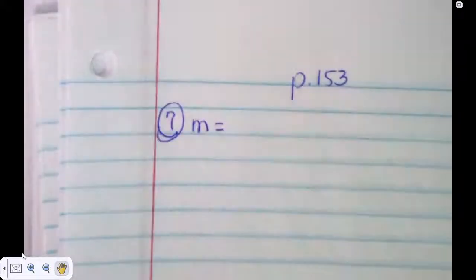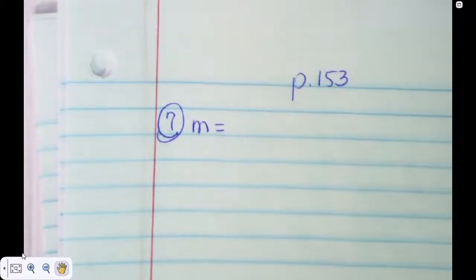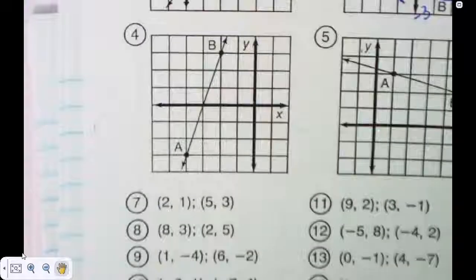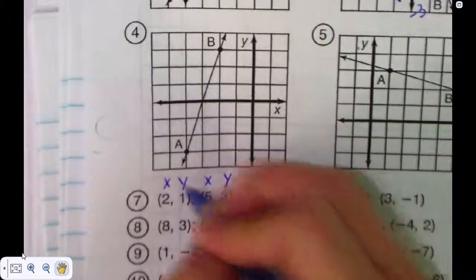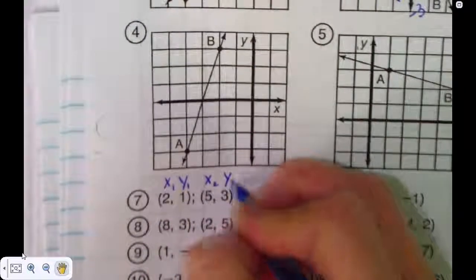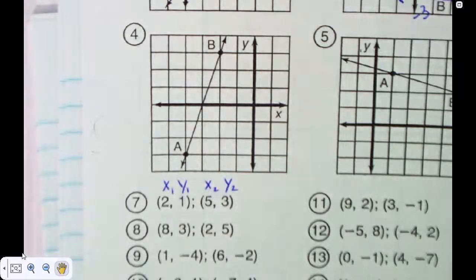Okay? Now, on your piece of paper, let's write number 7. We're going to practice finding the slope with 2 points. X1, Y1, X2, Y2. You do not have to do this every time. If you want to, you may.